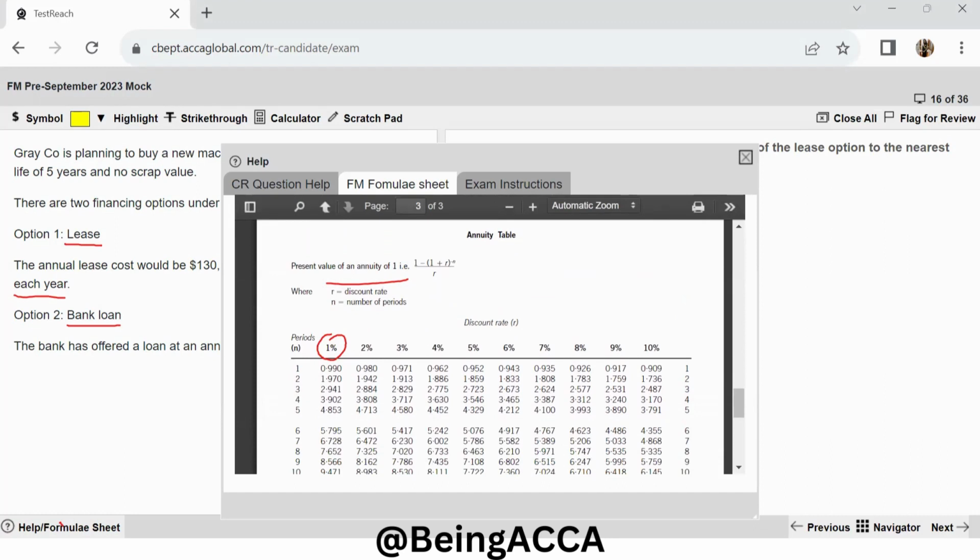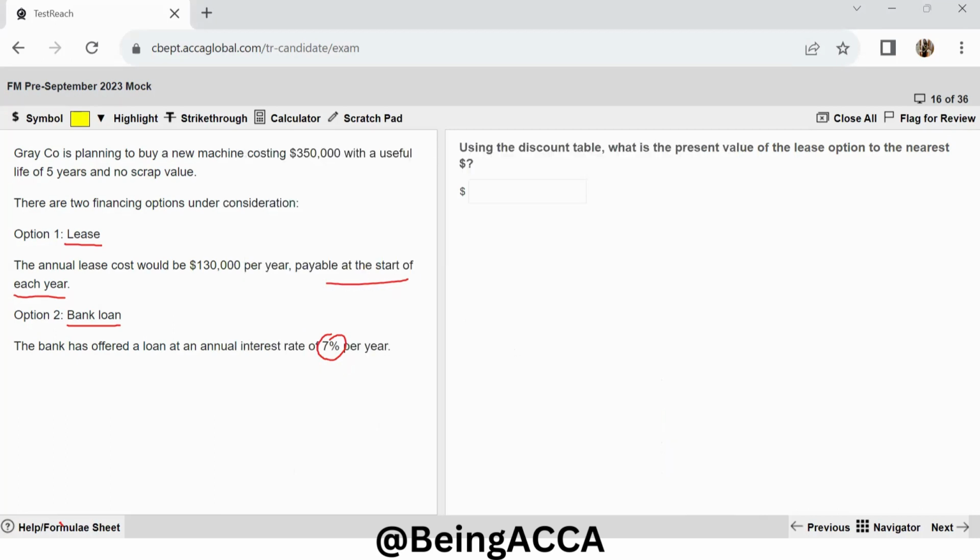So the factor that I will be using is, according to 7%, I will go for the factor that is 3.387. This will be for 4 years, plus the value of my first payment, which will be discounted at 1. So my annuity factor becomes 1 plus 3.387. This becomes my annuity factor, and I will multiply this with the cost per year, which is $130,000. So this will become 4.387 multiplied by 130,000.